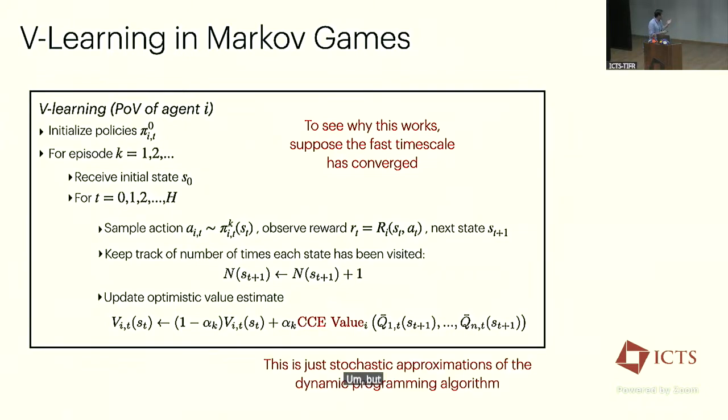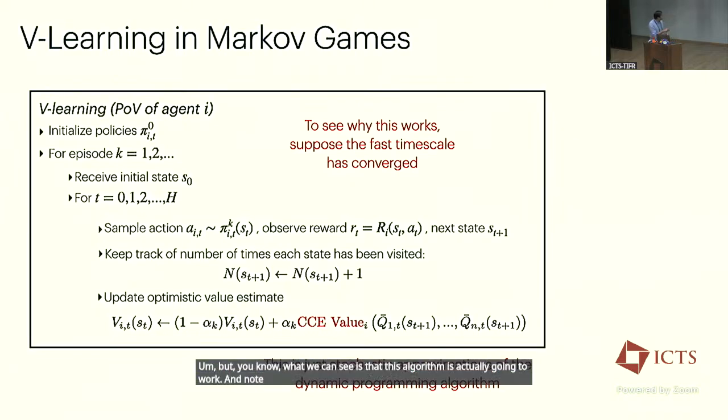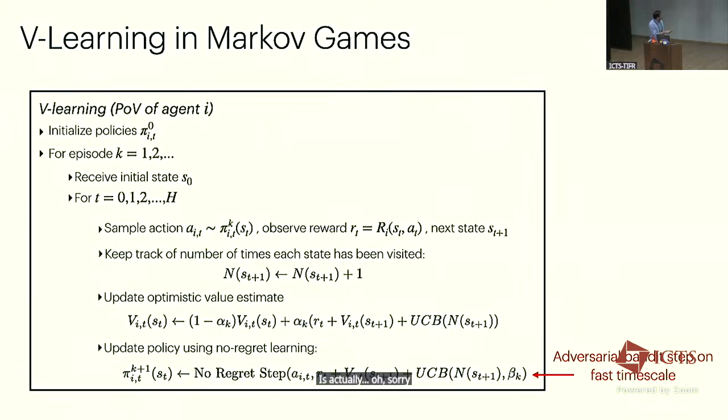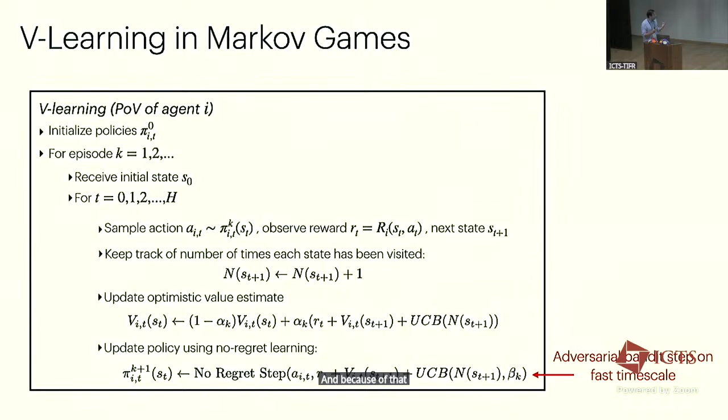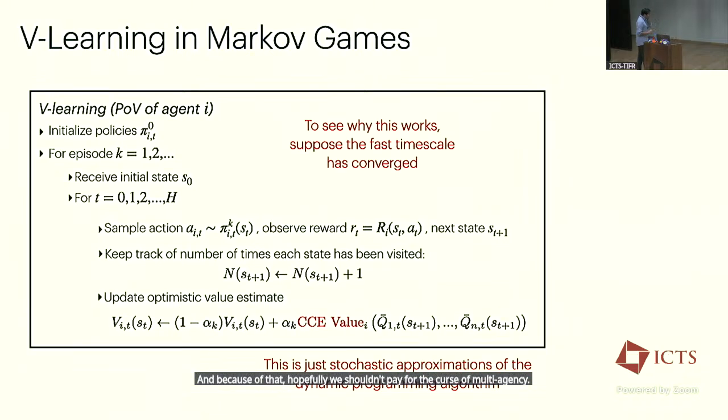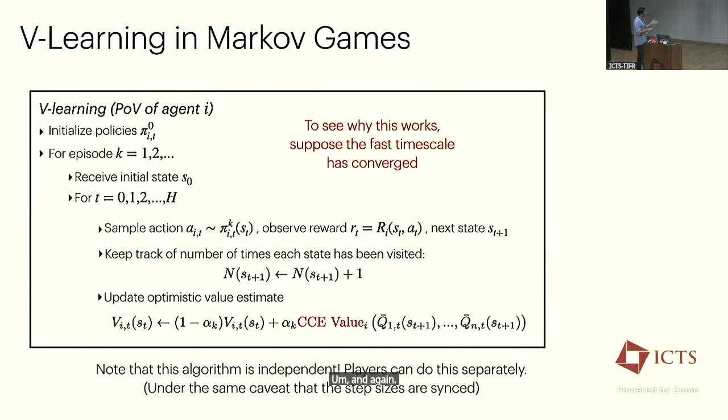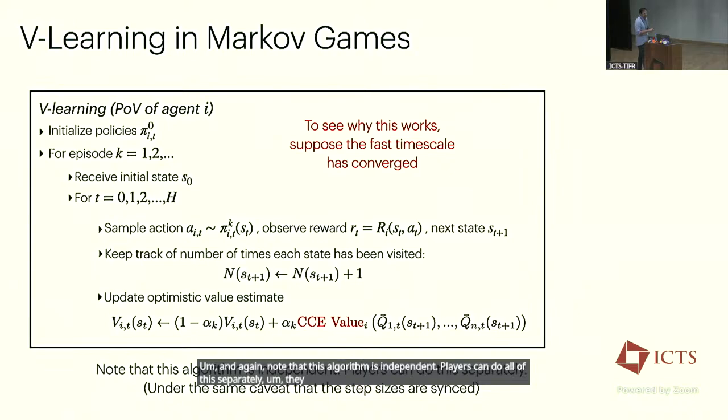But what we can see is that this algorithm is actually going to work. And note that this algorithm here is never computing any Q values, right? Everything is just operating based on the state value function. And because of that, hopefully we shouldn't pay for the curse of multi-agency. Great. And again, note that this algorithm is independent. Players can do all of this separately. They just have to sync these step sizes, right?